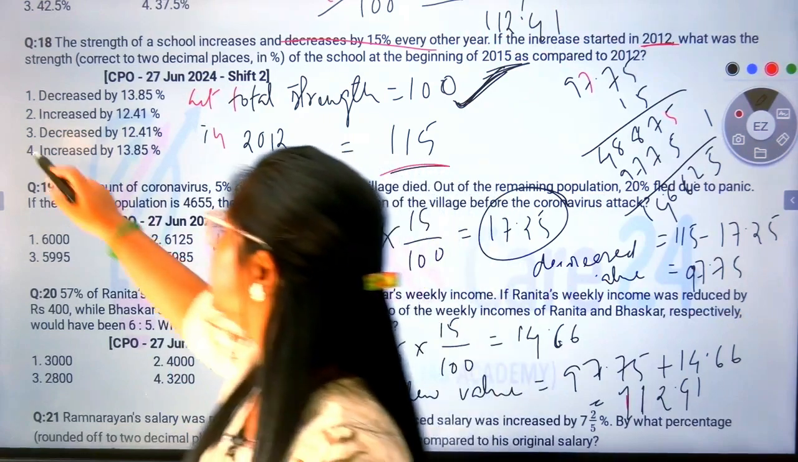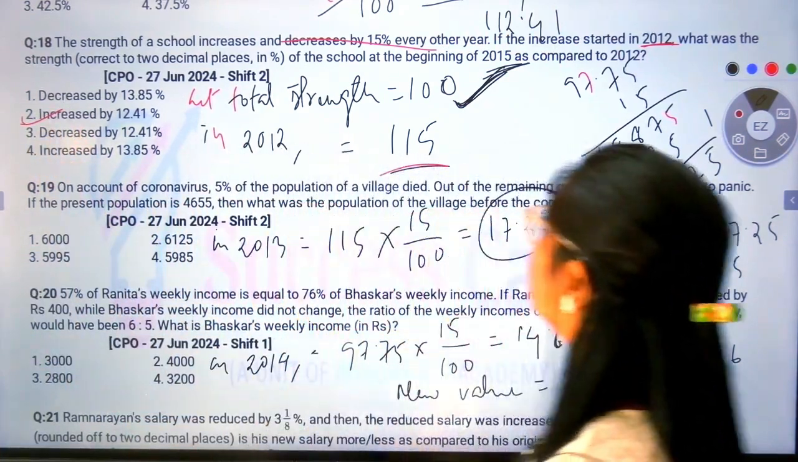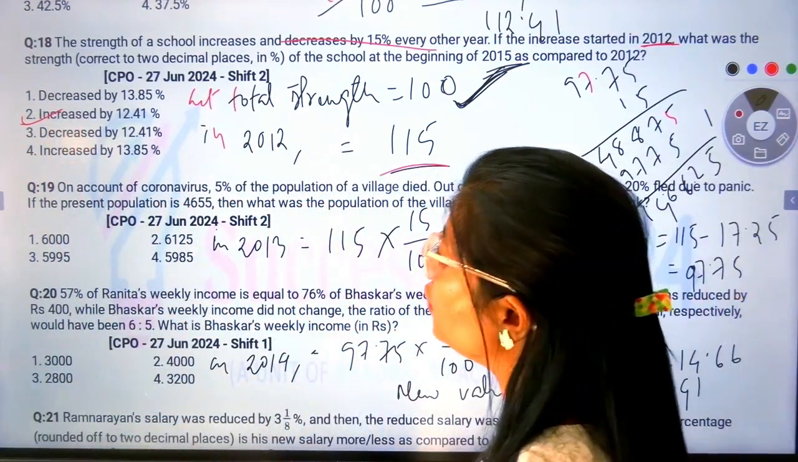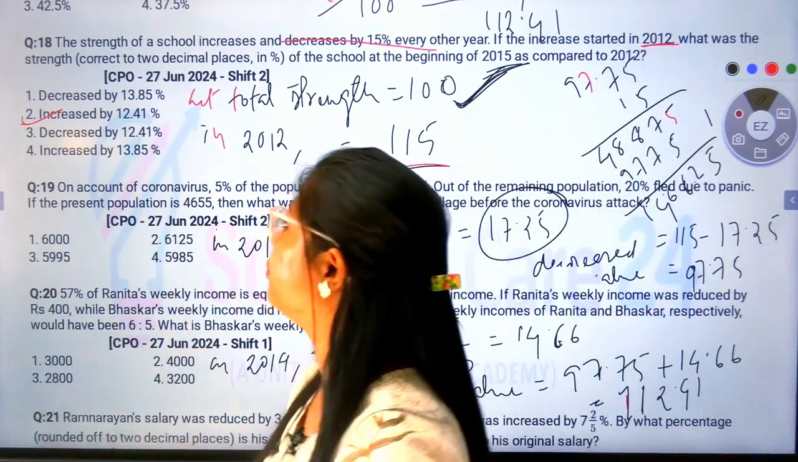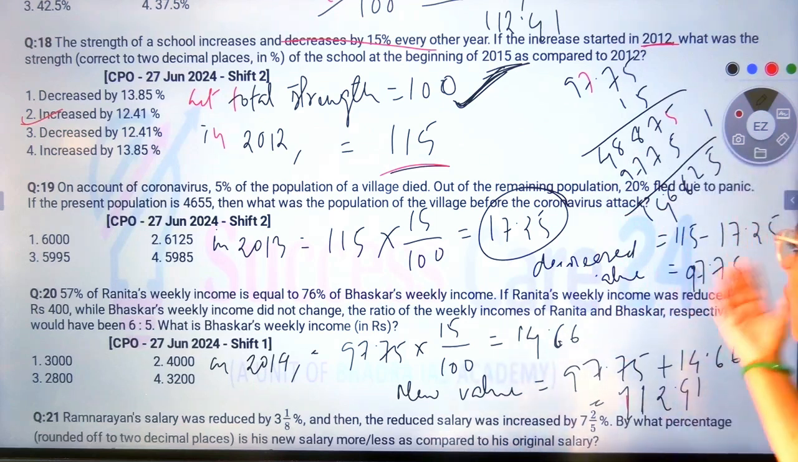So this is nothing but the increased value. The increased value is 12.41%. So upon 100, this must increase. So the increased value is 12.41. Okay, so this is how you do it.